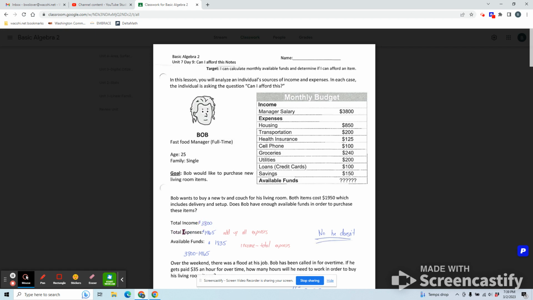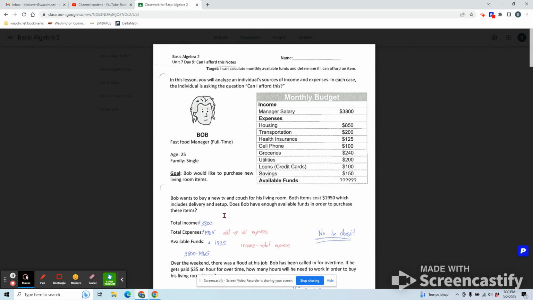His total expenses, we add up all of the expenses: the housing, transportation, health insurance, cell phone, groceries, utilities, loans, and savings. Now there's probably other things that Bob has to pay for each month. This is just what I came up with. There could be other things that you spend each month, but this was just specific to Bob.